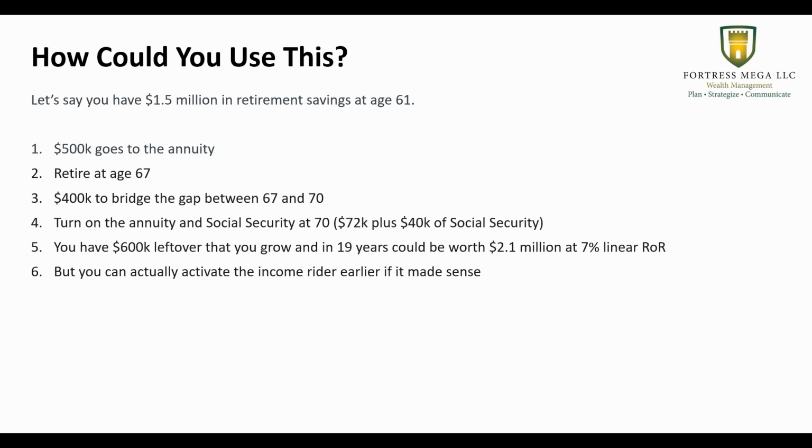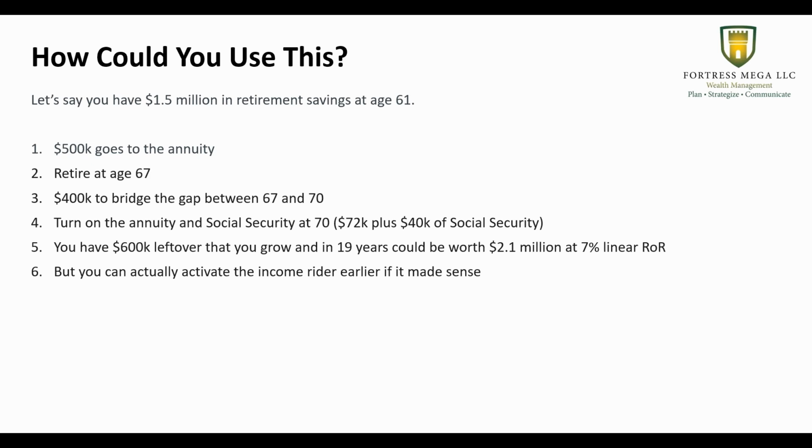Okay. And so this is how you would typically use an income rider. You're using it typically as a bond replacement. Way back at age 61, because you knew you had this guarantee, you would know that you didn't need necessarily as much in bonds. You want a more equity-heavy portfolio typically because you have this income guarantee later.